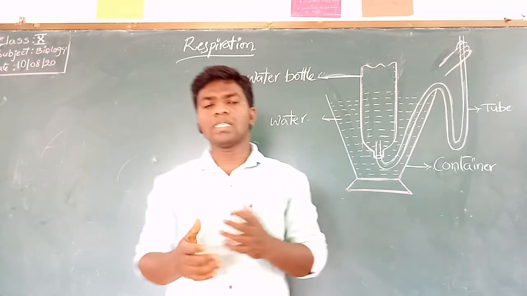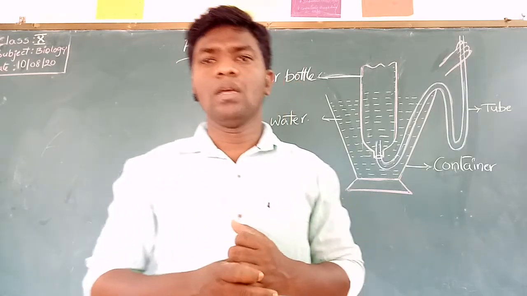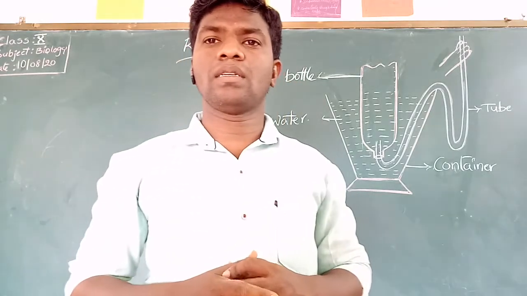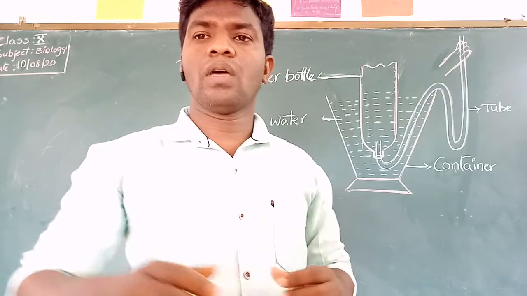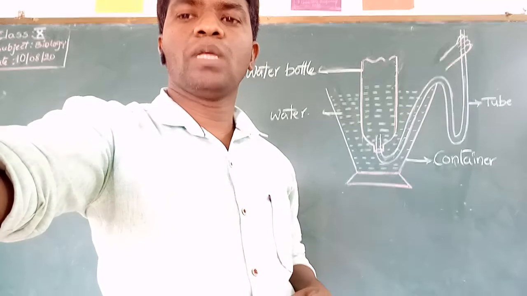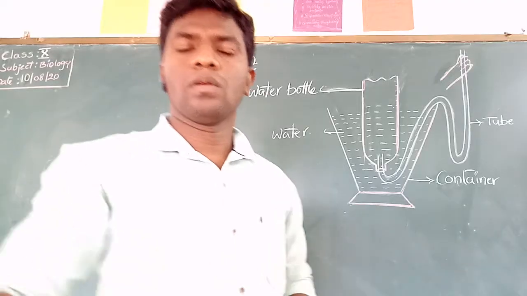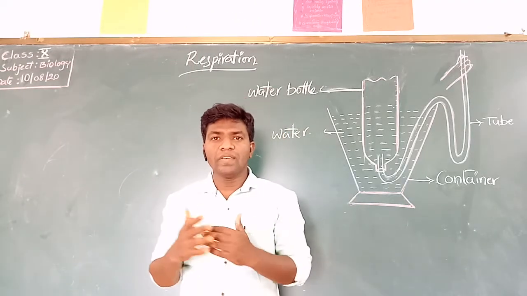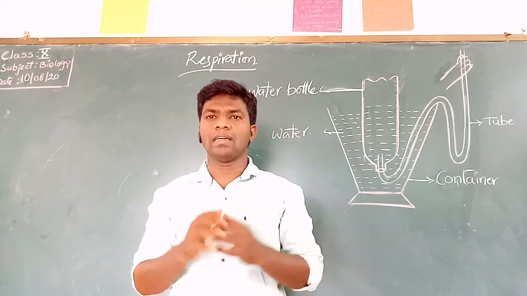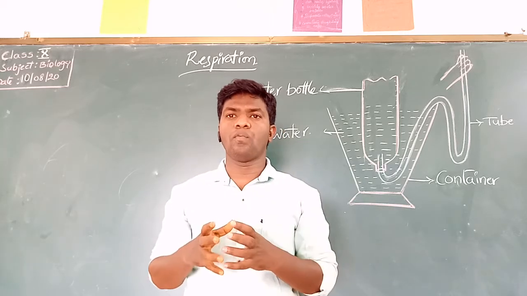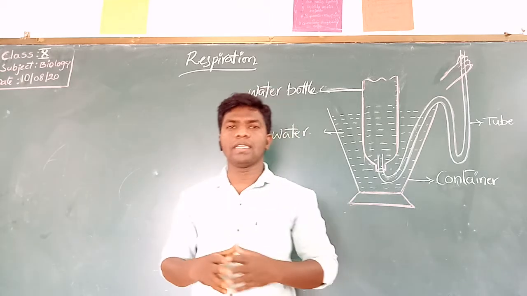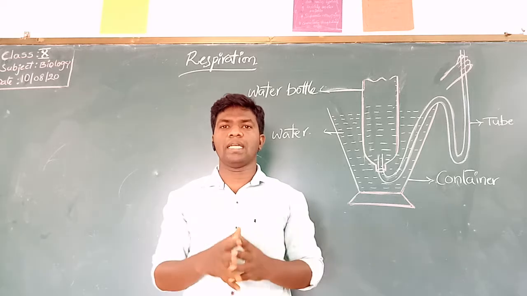In the previous chapter you have already learned how the energy is released. Actually, the energy is released in the form of ATP by the process of respiration. In the previous chapter you also learned that plants are capable of trapping solar energy and converting it to chemical energy.